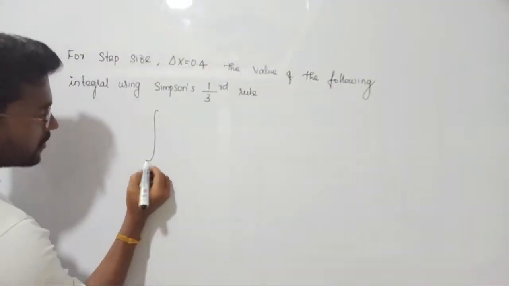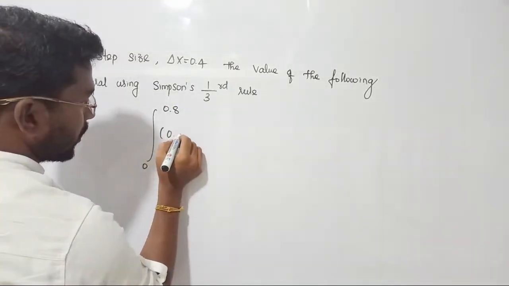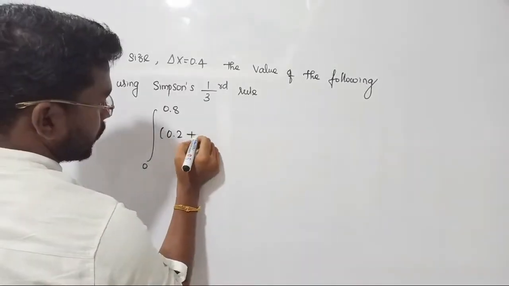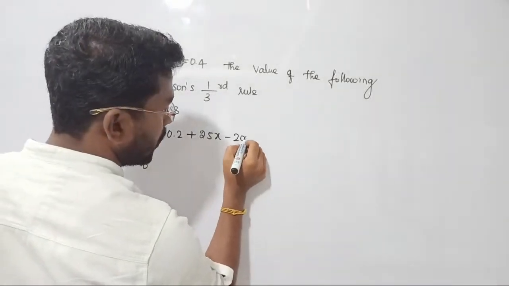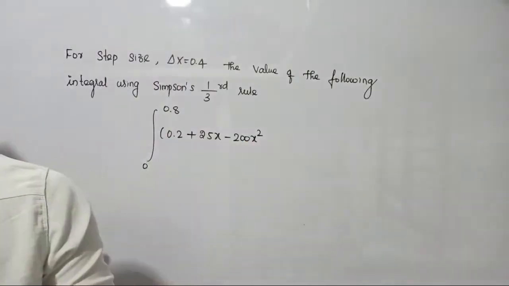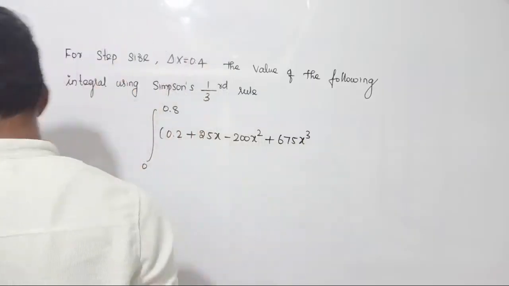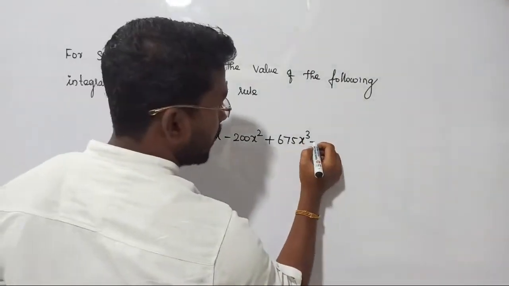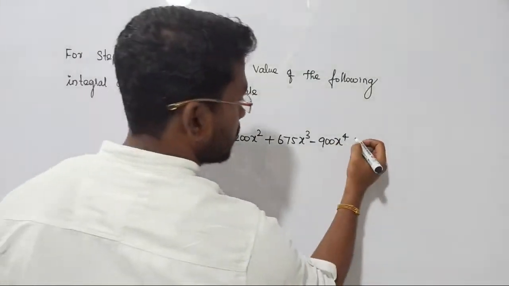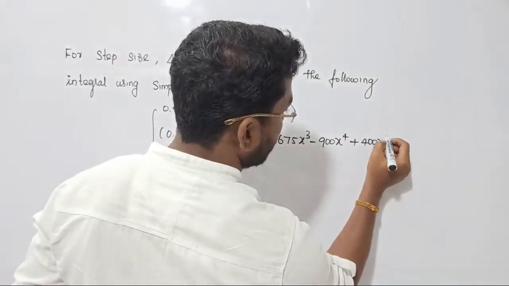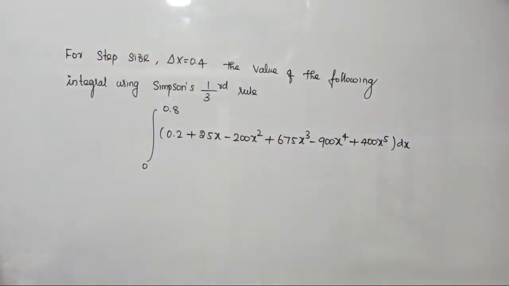So the function is defined from 0 to 0.8, right? And we are considering 0.2 plus 25 times x, minus 200 times x power 2, plus 675 times x power 3, minus 900 times x power 4, plus 400 times x power 5, with respect to dx. That is the given function, right? And step size is given now.